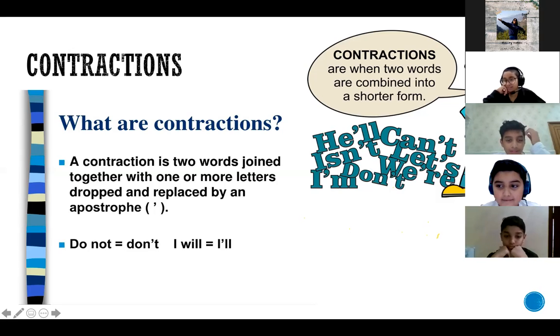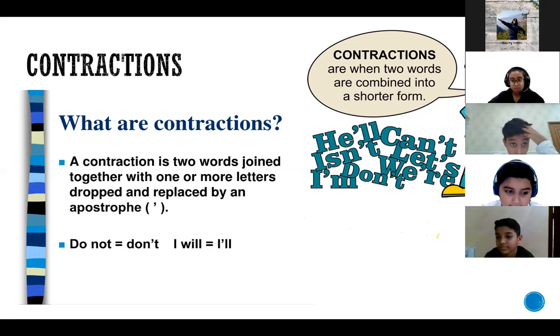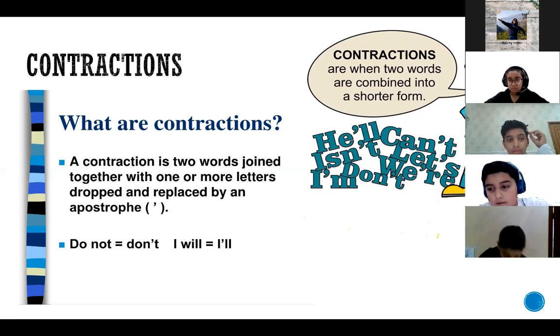What are contractions? Now you see here, do not. Can you see here? Don't. Short form, don't. I will and I'll. Along with direct quotations, I'm going to give you a quiz on contractions as well. The entire presentation will be posted in 10 minutes. All right. Please pay attention. Finished numbers will be marked, which you are supposed to be doing.